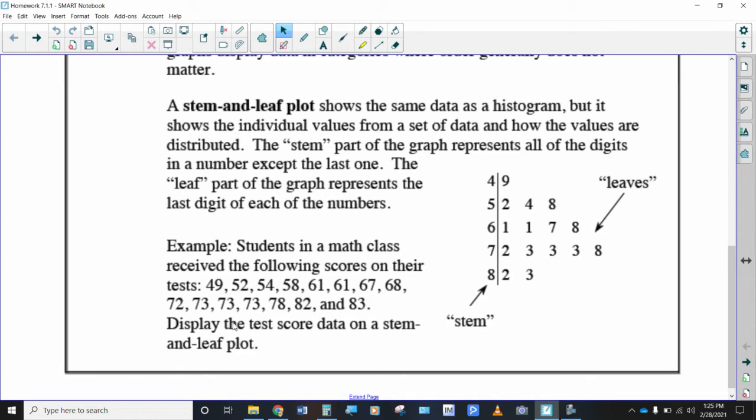In the stem and leaf plot. Like for instance here, what do we have? Students in a math class receive the following scores on their tests. 49, 52, 54, 58, 61, 61, 67. So this is ordered data. The lowest was 49, the greatest was 83.